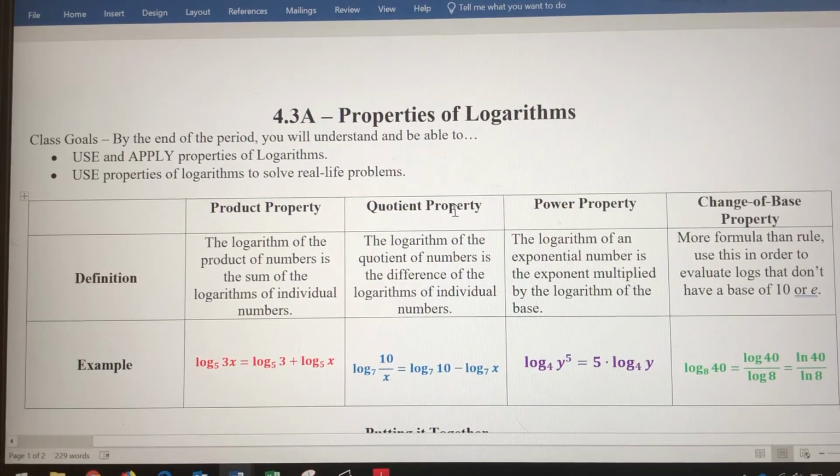All right, so this time we're going to use the properties of logarithms. In the previous video, we expanded from a single logarithm to the sum and/or difference of multiple logarithms. Here we're going to go from the sum and/or difference of multiple logarithms back to a single logarithm, and we call that combining logarithms, okay? Again, we're going to use the product property, the quotient property, and the power property to make this happen. In a video that follows, we'll show how the change of base property is going to work.